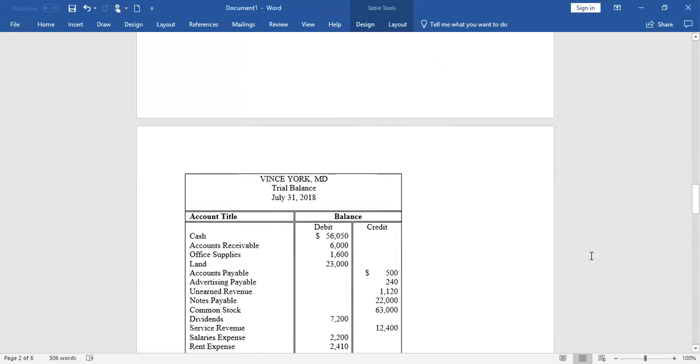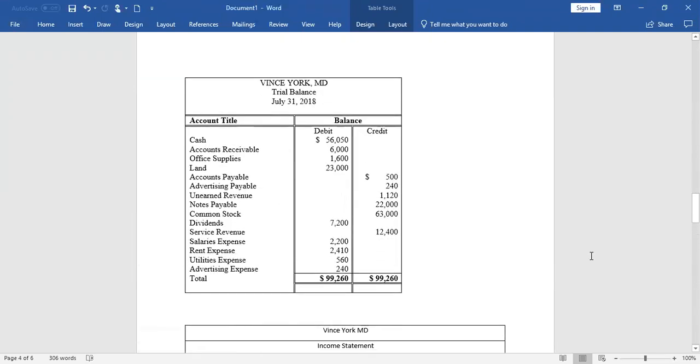Which is the trial balance. Remember, you must know the definition of a trial balance. It's a list of all the accounts with their most current balance. And I call it the summary sheet. It's taking all this summary information we just created in the general ledger and putting it on one piece of paper right in front of us.